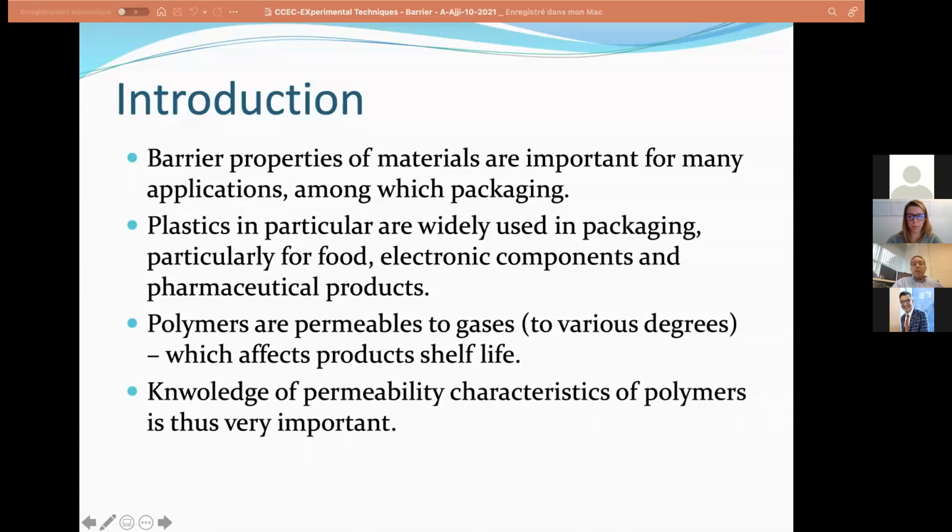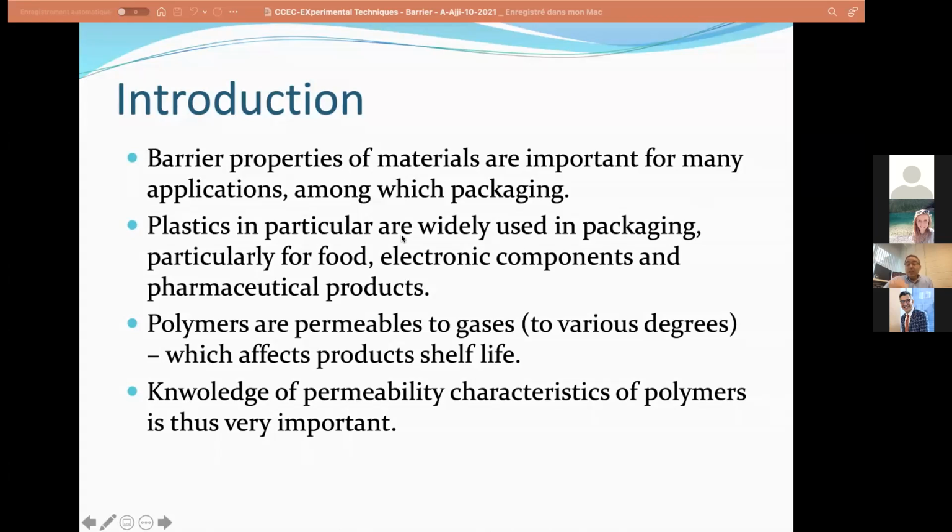So why are the barrier properties important? Because in many applications, such as packaging, permeation to gas, oxygen, water vapor, or CO2, for example, is important to control or monitor, because it has a significant impact on the shelf life of a product. It can be a food product. It can also be electronic packaging that is sensitive to oxygen or to moisture or water vapor, or other types of product.